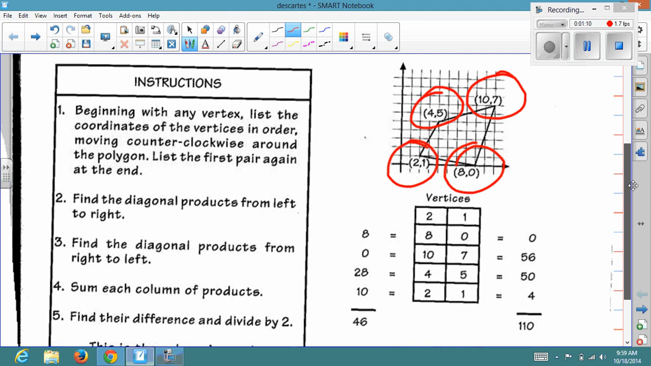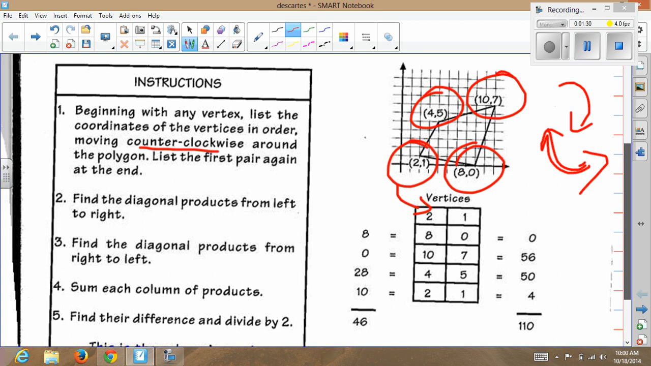So what we're going to do is begin at any vertex, and I'm going to start here with the 2, 1. So 2, 1 is in my T-chart, and then I'm going to move counterclockwise. So the clock goes like this, so I'm going to be going in the opposite direction, so instead of coming down, I'm going like that.